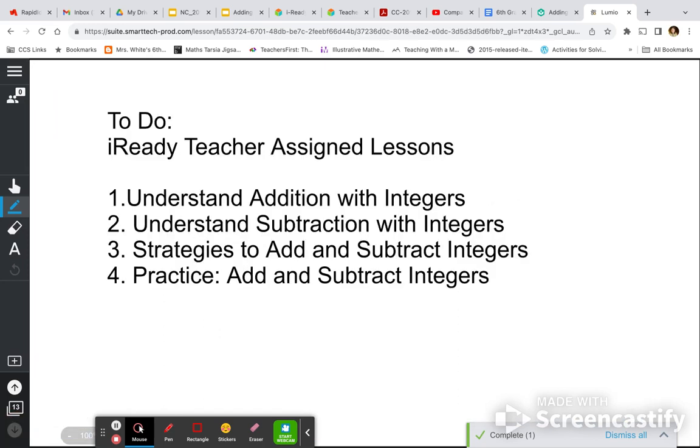This is just a reminder of what you have to do. All right, you have 4 already teacher assigned lessons that have to do with what we just talked about. You have understand addition with integers, understand subtraction with integers, strategies to add and subtract integers, as well as a practice with adding and subtracting integers. Use the strategies we just talked about with the number line as well.